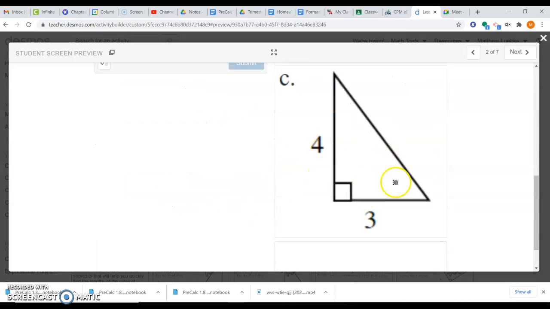Here, we have a Pythagorean theorem problem. All right, and remember, we haven't seen this in a while. Pythagorean theorem we use when we don't have any angles other than our 90.